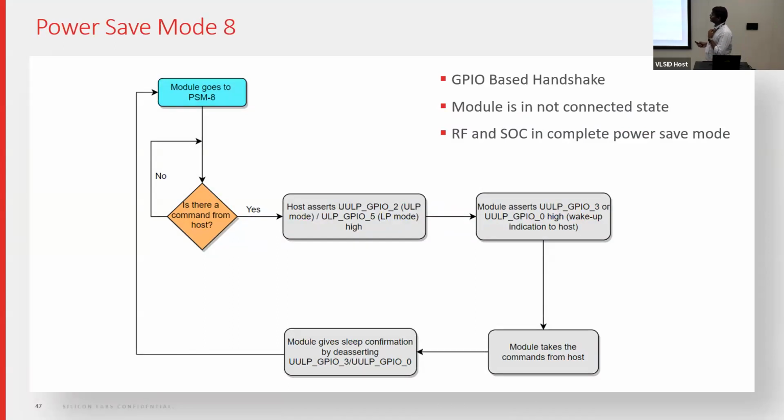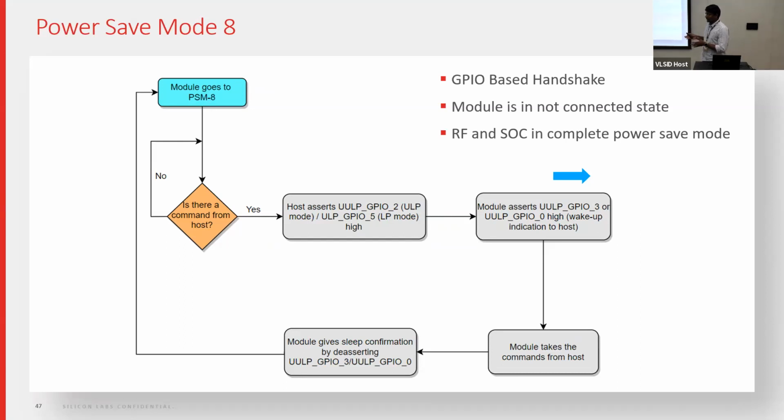Now we have 2 more modes, which are power save mode 8 and power save mode 9. These two are given in the unconnected state. This is also a GPIO handshake. As I mentioned, power save mode 2 and 8 are GPIO based, and 3 and 9 are message based. This is the same as power save mode 2, but in the unconnected state. For example, my module got disconnected from the access point.